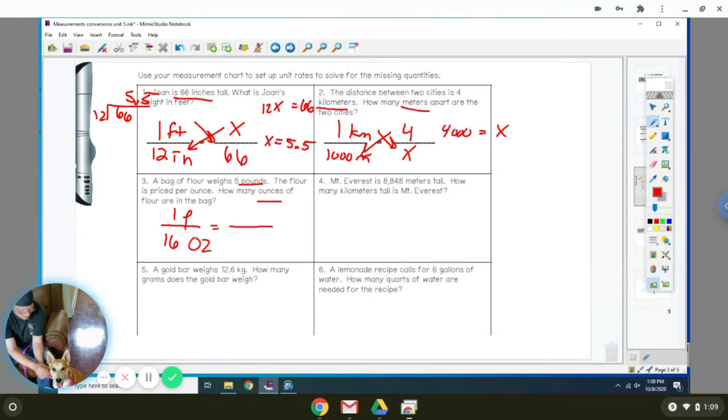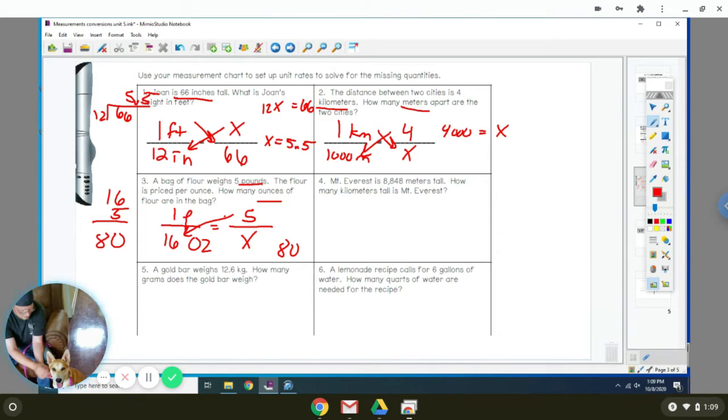And we're converting 5 pounds. So 5 pounds will go on top because pounds are currently on top, and x on the bottom because we don't know how many ounces that is. So we're going to cross multiply, and we're going to do 5 times 16, or 16 times 5, which comes out to 80. So that means that there are 80 ounces in this 5-pound bag of flour.